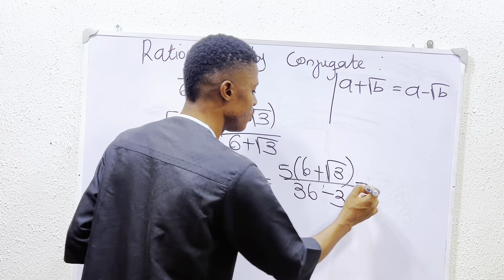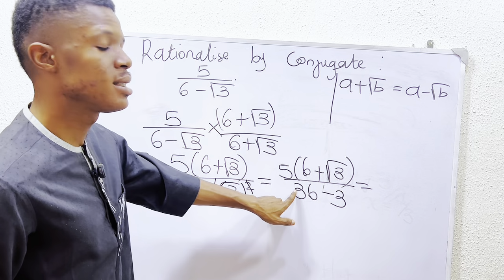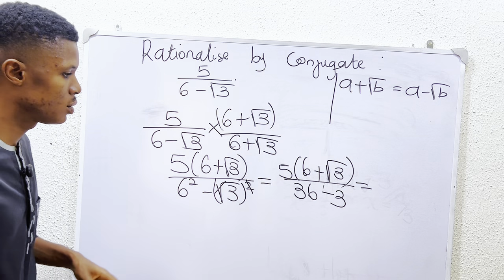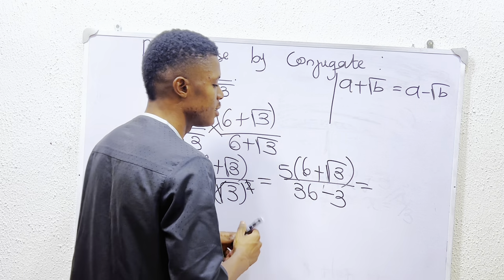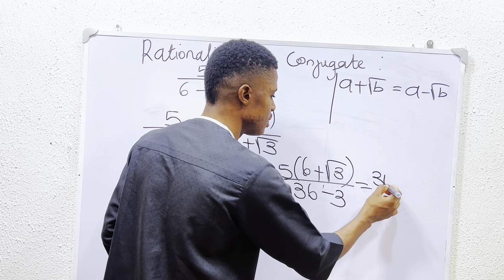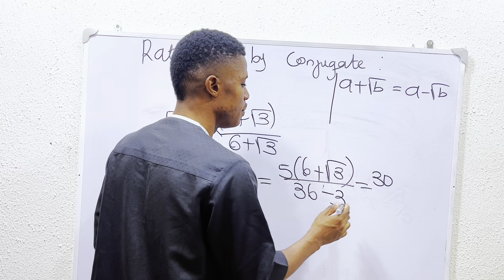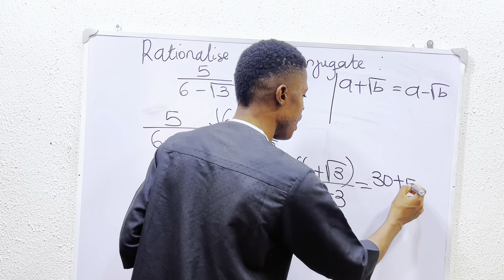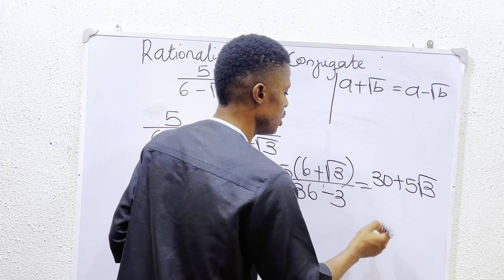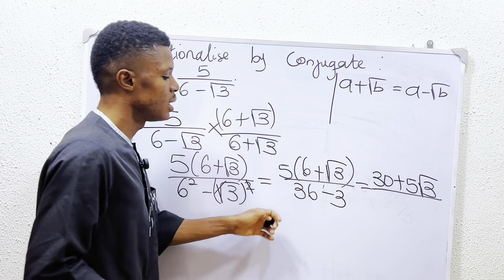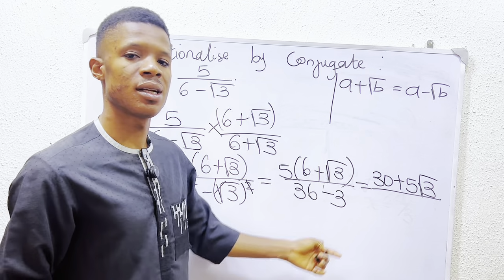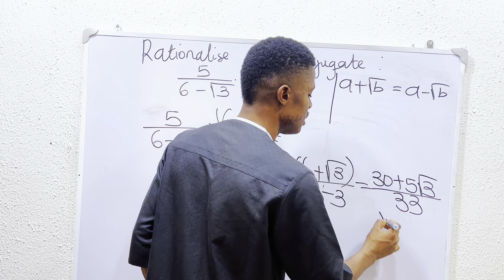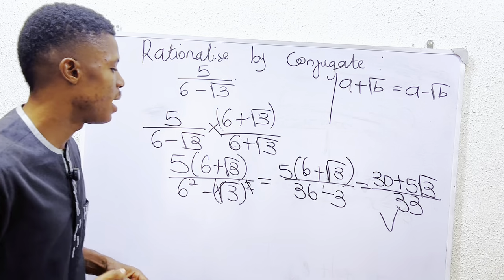So this will now give you what? 36 minus 3 is basically 33. So we do 5 times 6 is 30, so we can write it as 30, then plus 5 times root 3, which is basically 5 root 3, divided by 36 minus 3, which is basically 33. And this is the answer when we simplify the surd.